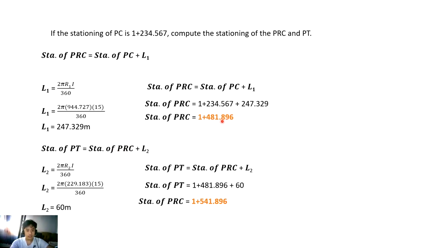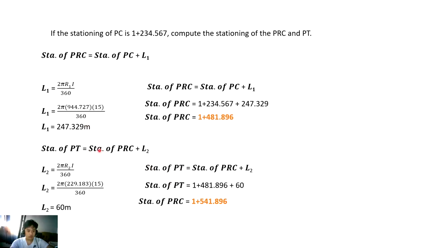Since may PRC na tayo, L2 na lang ang wala. So, same lang formula dito. We're going to use 2 pi times R2 times I all over 360. Then substitute. 2 pi times 229.183 times 15 all over 360. Divide siya sa 360. And we'll get 60 meters.